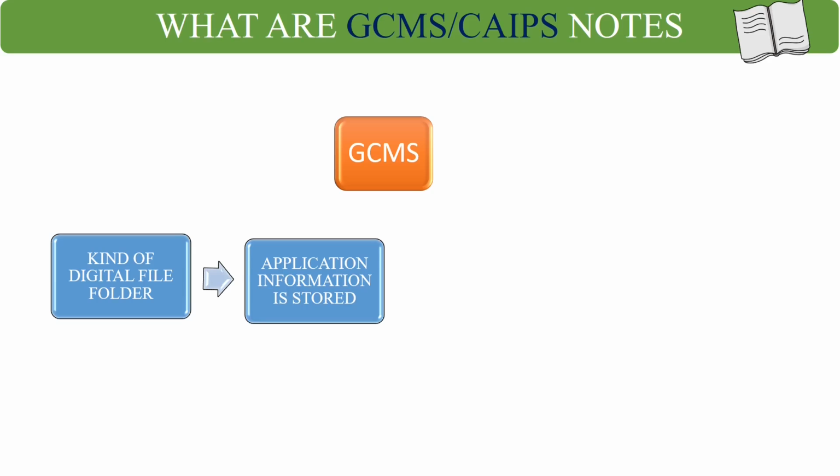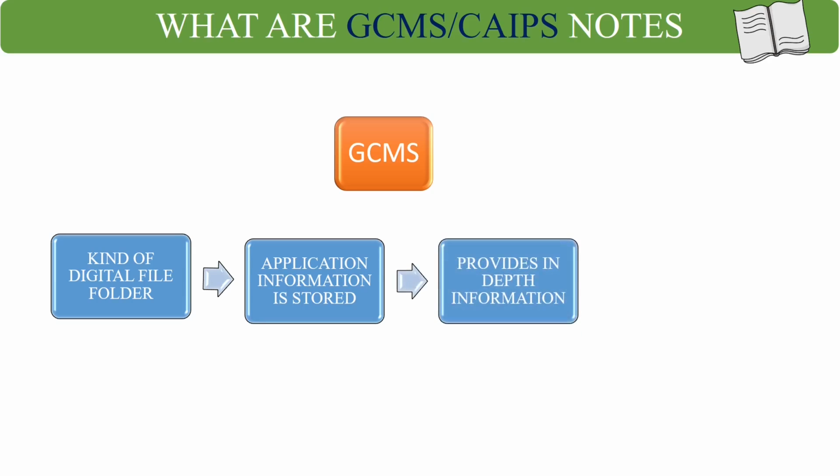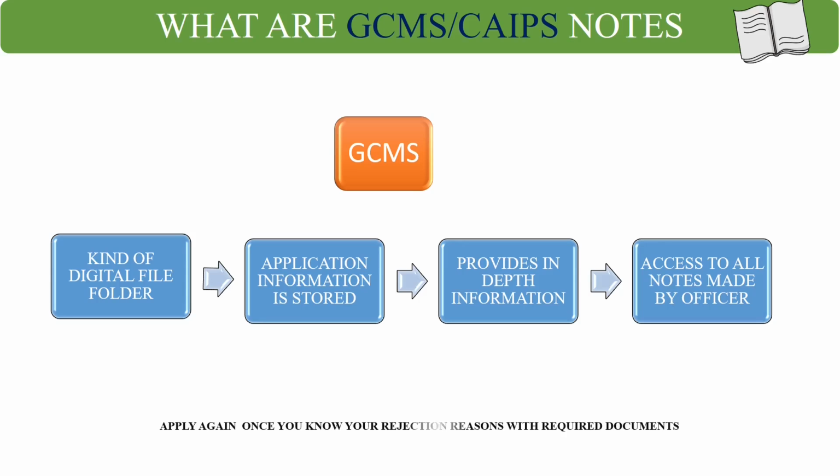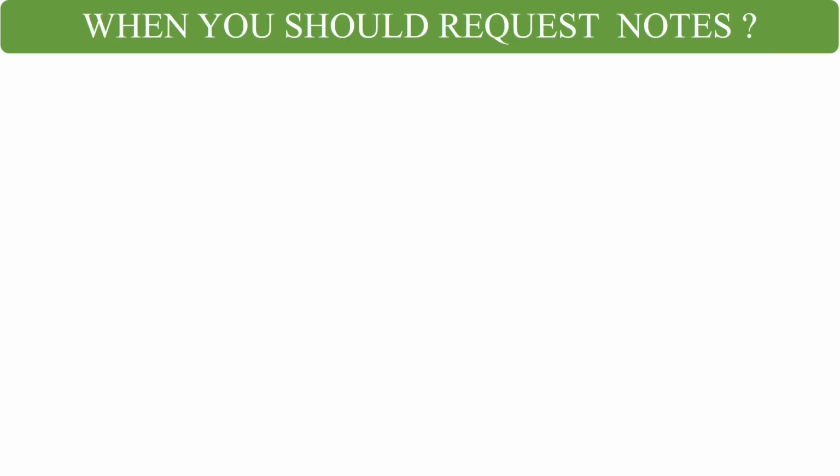We can apply for CAIPS or GCMS notes to know detailed information about our application, where we are standing and what comments the officer has made. If your application got rejected for any kind of visa, then you can find detailed information or comments made by the visa officer to know why your application was rejected. Once you know your rejection reason, you can apply again and provide additional documents to address your reason of rejection. Next, when should you apply for GCMS notes?